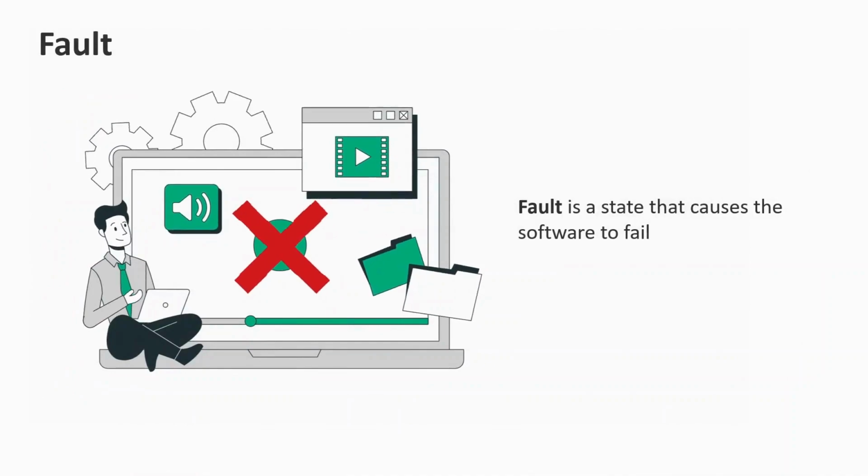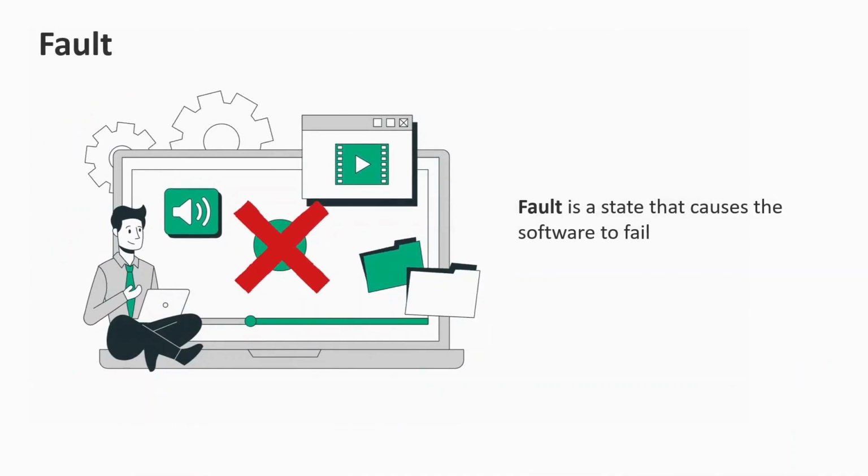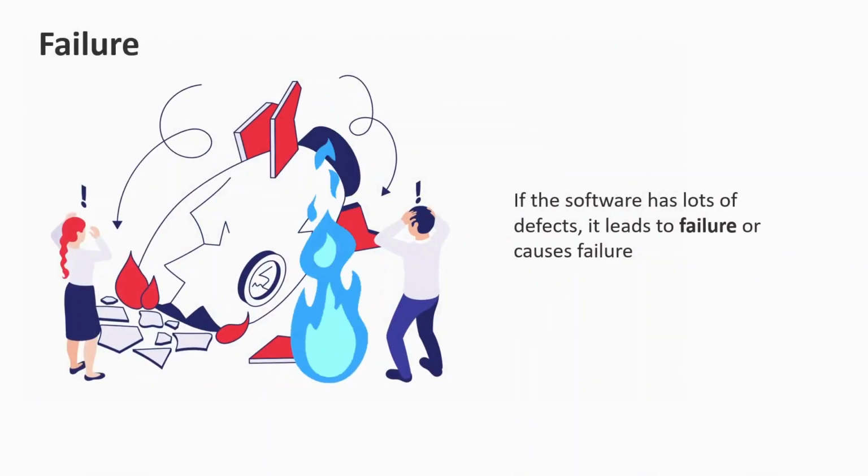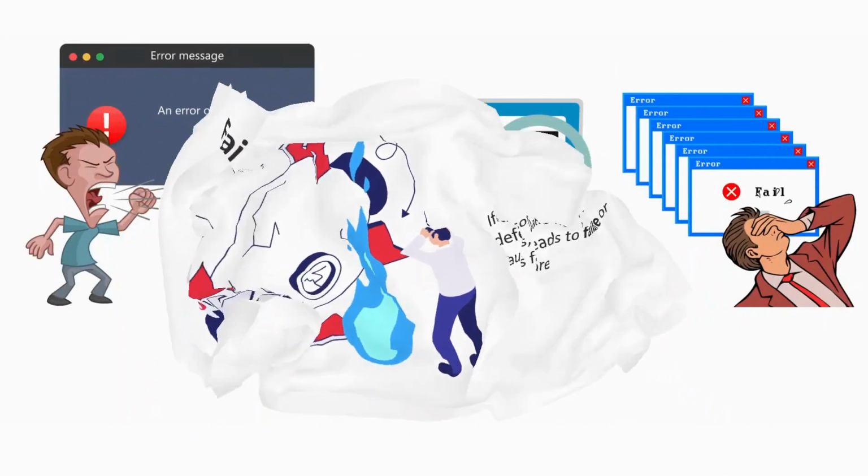Fault. Fault is a state that causes the software to fail. And what is a failure? If the software has lots of defects, it will ultimately lead to a catastrophic failure or it will cause a failure.